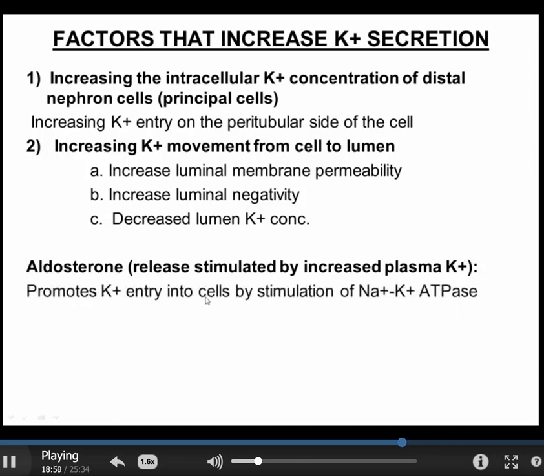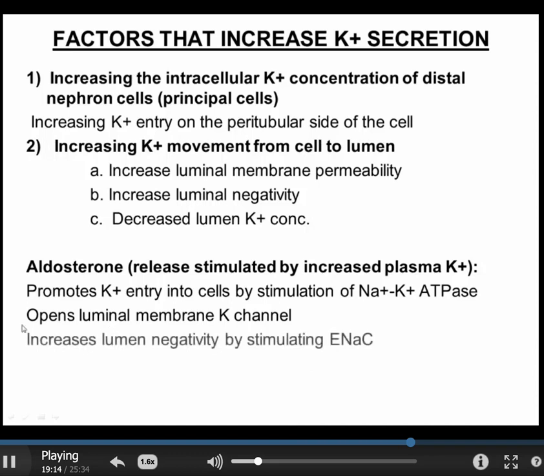Aldosterone promotes the entry of potassium into the cells, into all cells, but including the principal cells, by stimulating the sodium-potassium ATPase. So it increases the intracellular concentration of potassium. It causes opening of more of the luminal potassium channels, making it easier for potassium to move from cell into the lumen. It also increases the lumen negativity because it stimulates ENaC, which stimulates sodium reabsorption in the collecting duct, which makes the lumen more negative.